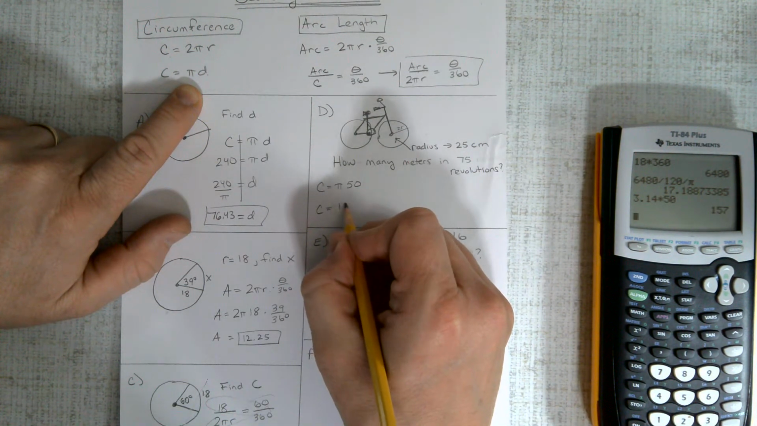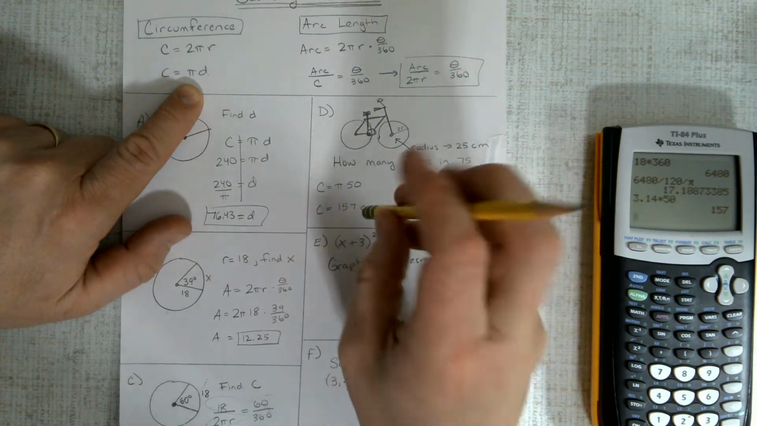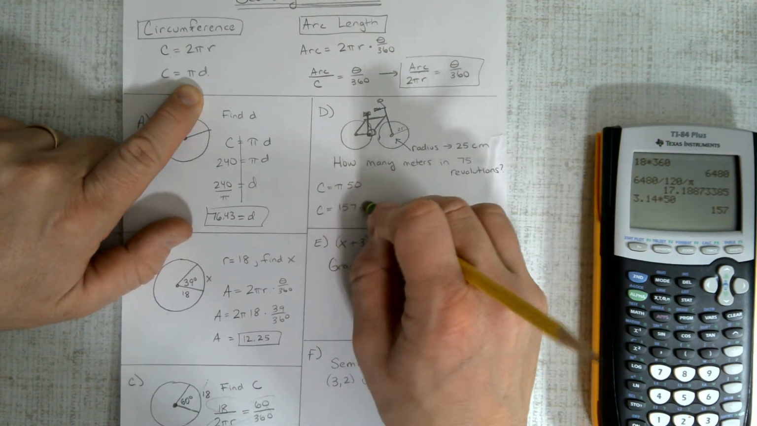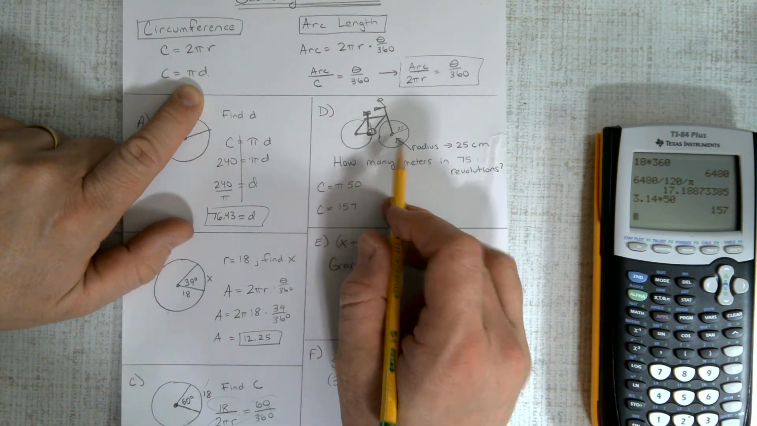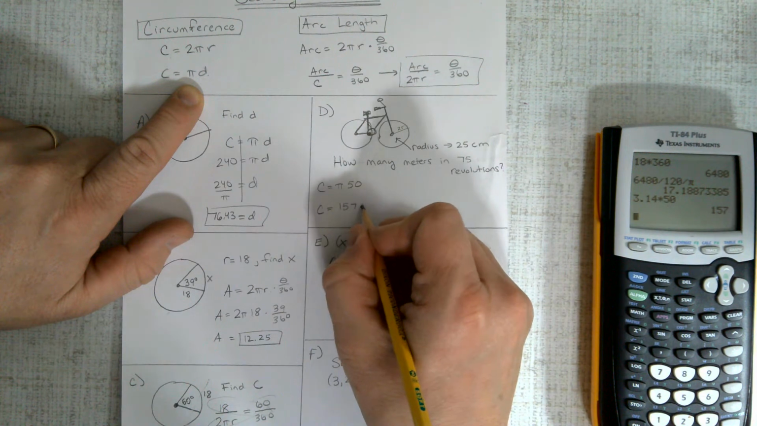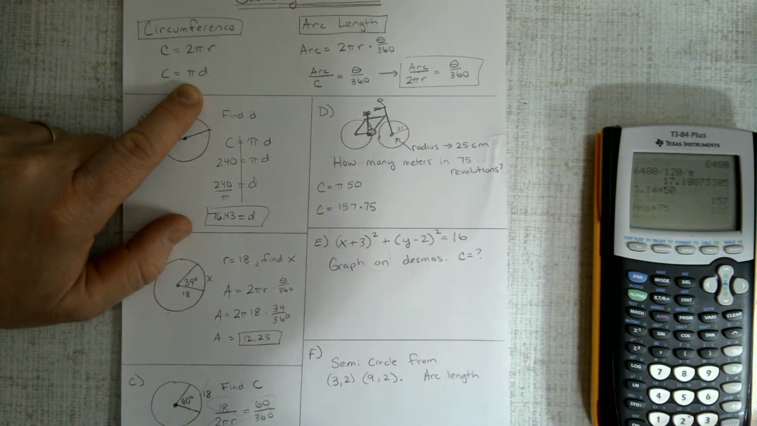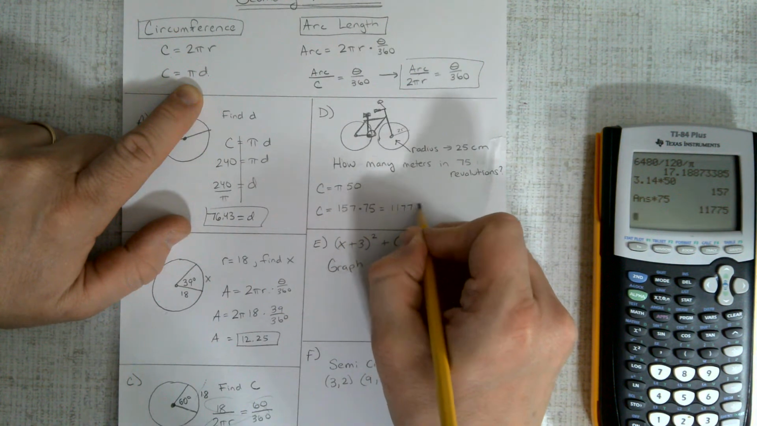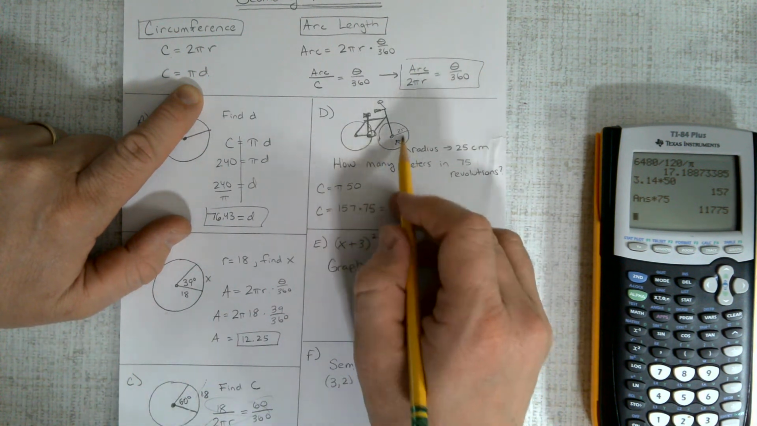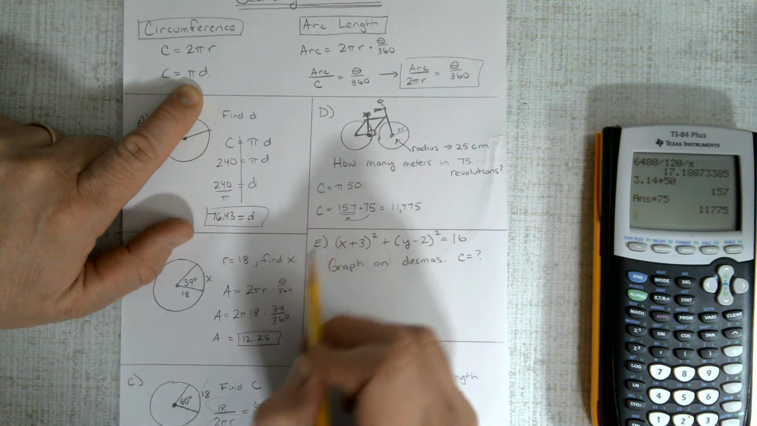157. However, this is in centimeters. Well, let's go ahead and do one more step first. That's how far is one rotation of the tire, but we're rotating 75 times. So I'm going to multiply this by 75, and there we have it. When this bike tire goes around 75 times, it's been 75 of those.